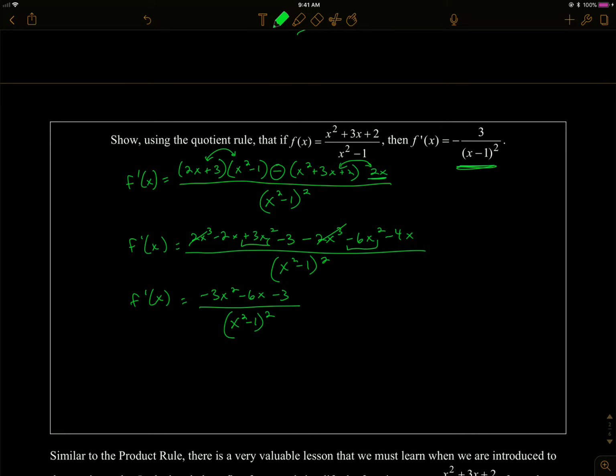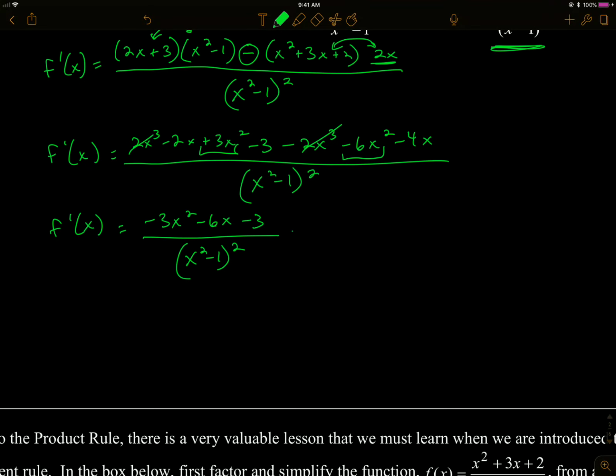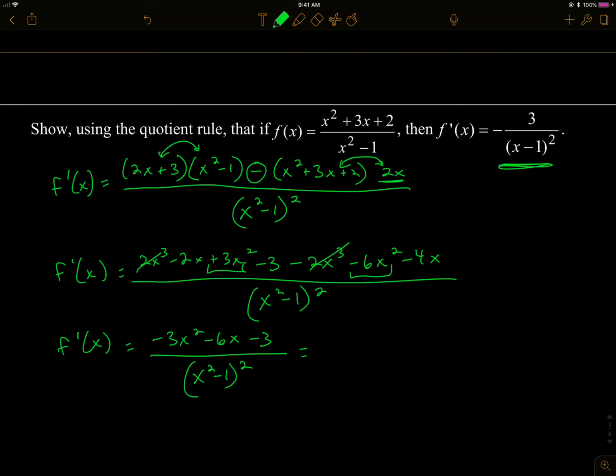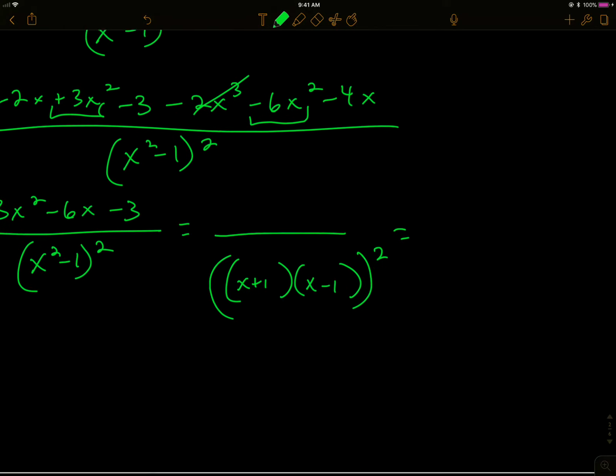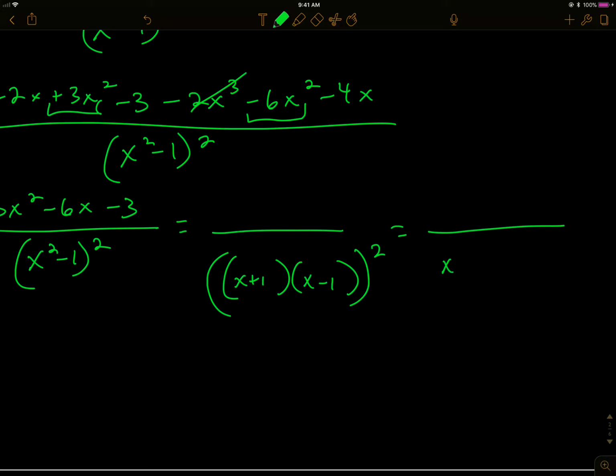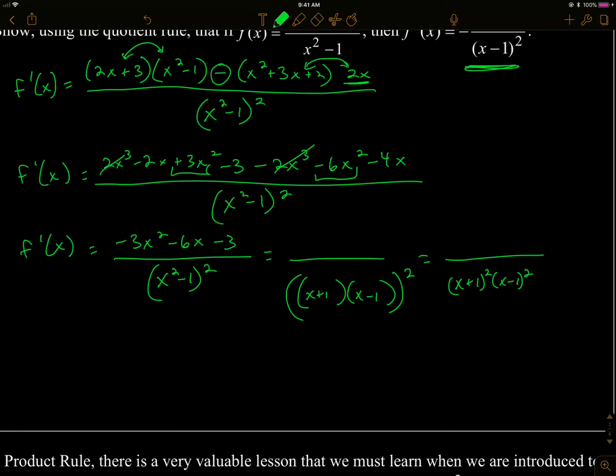So let's see if I can do some simplification here. Okay, well, first of all, I see an x minus 1 squared on the bottom. It looks like I can factor this into x plus 1 times x minus 1, which really becomes x plus 1 squared times x minus 1 squared. Now if we simplify the numerator, we can factor out a negative 3.